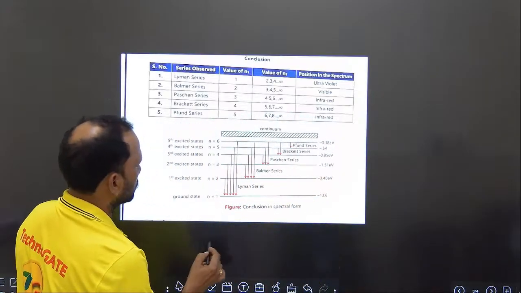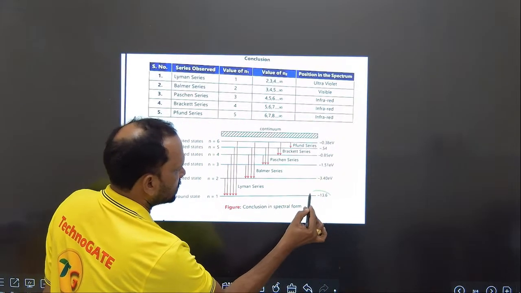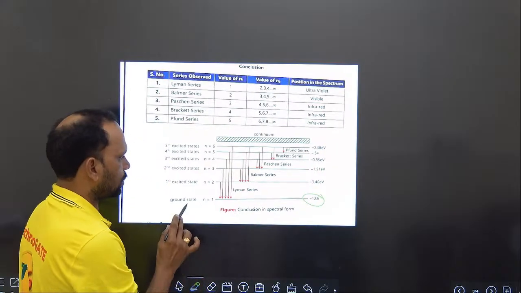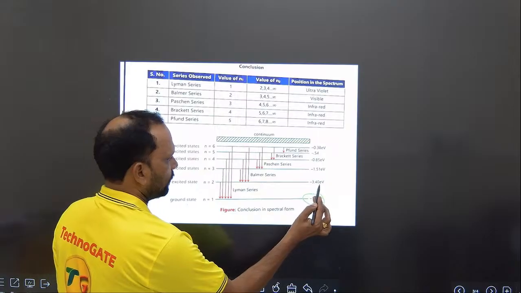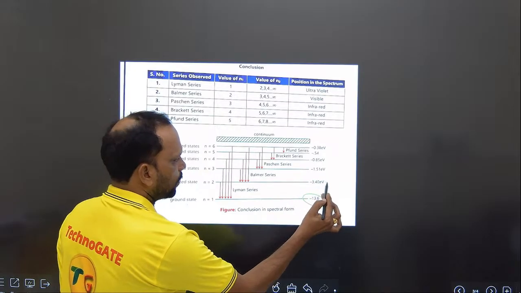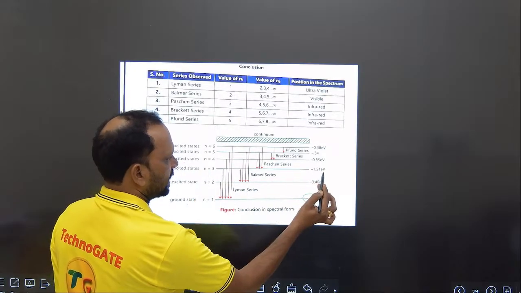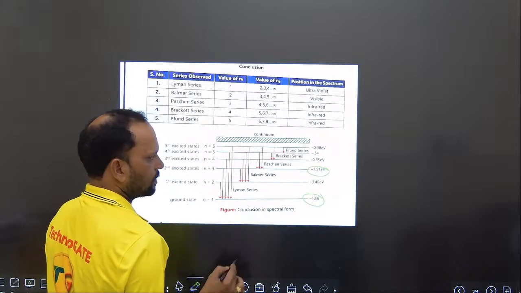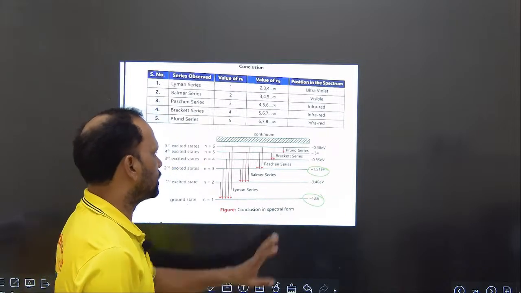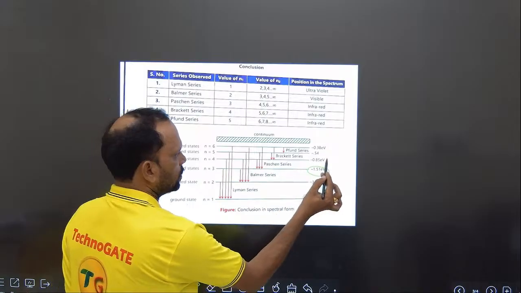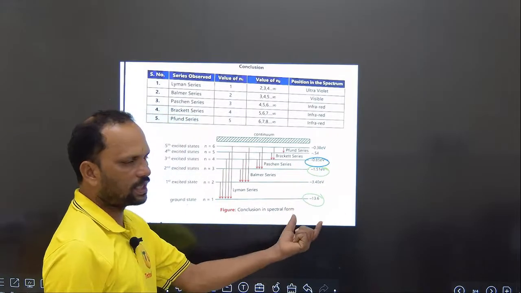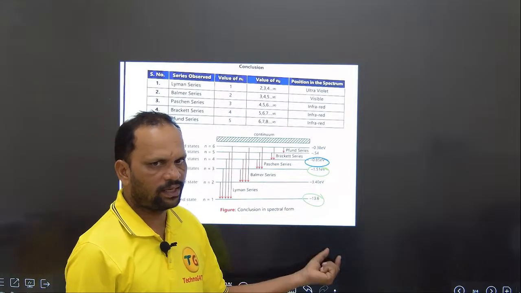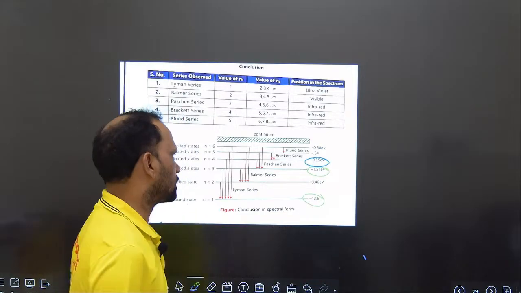If you observe here, this is the ground state. n equals 1, ground state, is minus 13.6. n equals 2, first excited state, minus 3.4. n equals 3, second excited state, minus 1.5, which means the electron has that much energy. n equals 4, minus 0.85. Like this, all of these come from the formula E equals minus 13.6 by n squared.